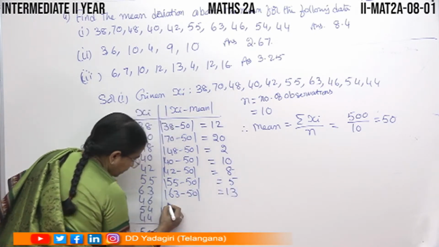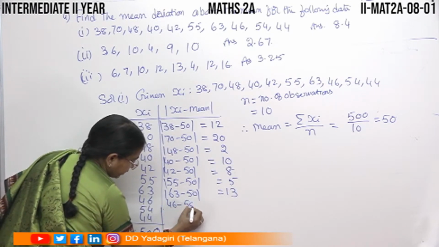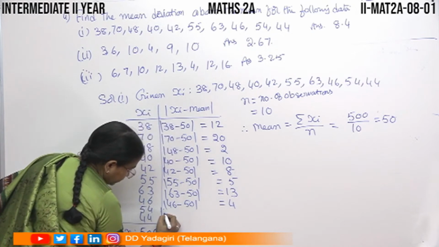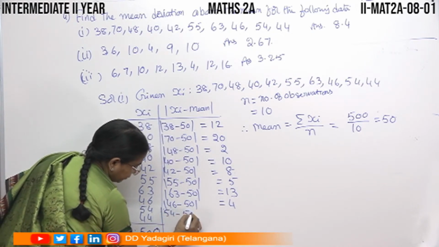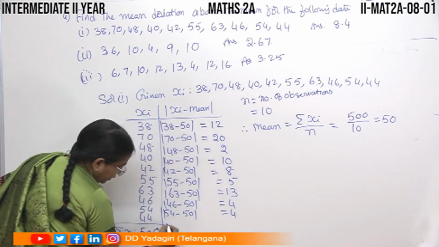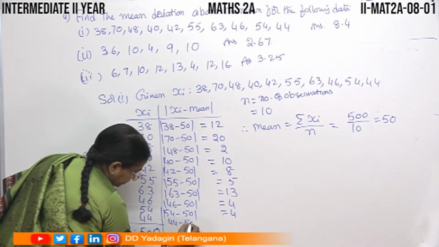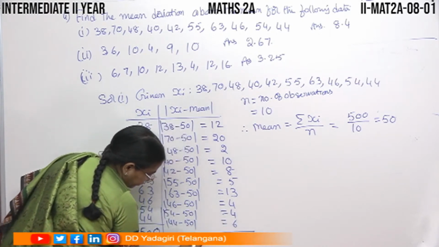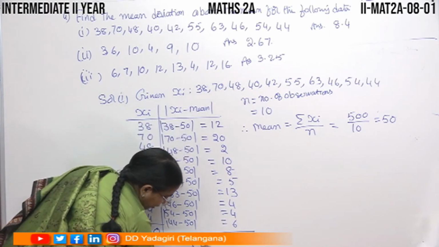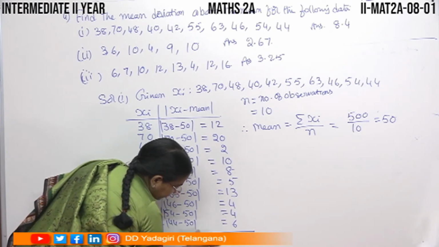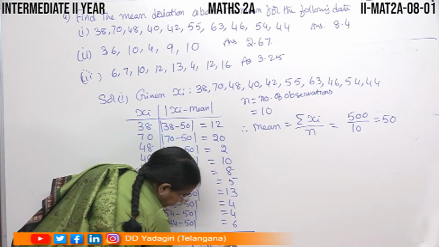13. And then 46 minus 50 is 4. And this is 54 minus 50, that is 4. And then 44 minus 50, that is 6. Now add them. You will get sigma of mod of xi minus x bar, xi minus mean. X bar is mean.